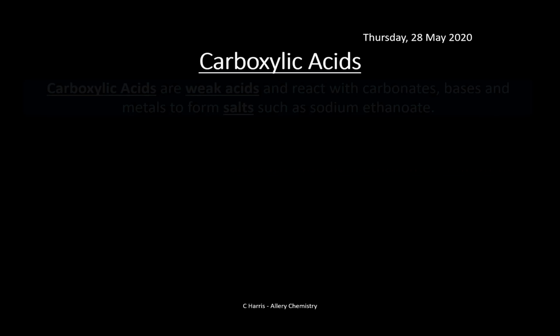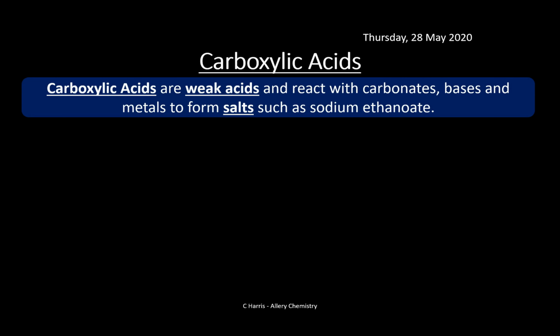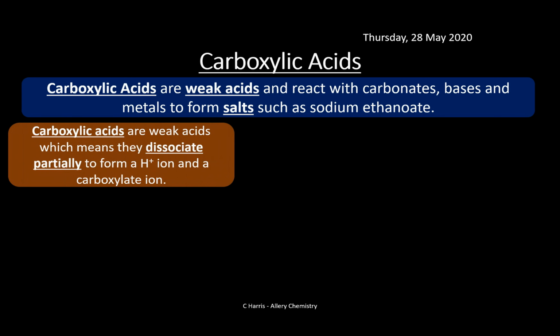Okay. So carboxylic acids, their properties. Let's look at some of the reactions of these now. So carboxylic acids are weak acids, and they react with carbonates, bases, and metals to form salts such as sodium ethanoate. Okay, so this should be fairly straightforward for you because this is just a basic acid-base reaction. So carboxylic acids are weak acids, which means they dissociate partially to form a H+ ion and a carboxylate ion.